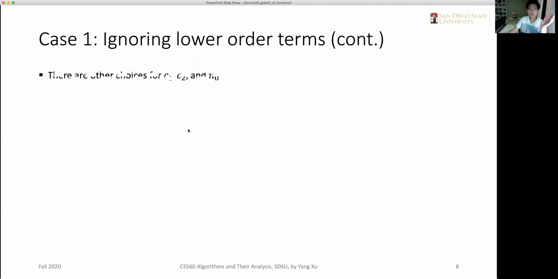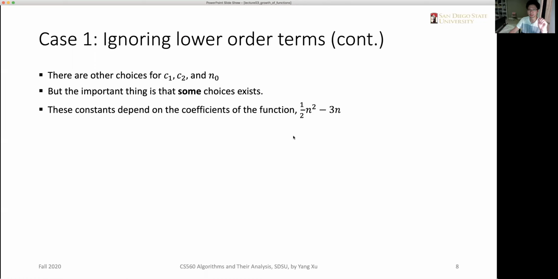But the point is that we want to find some choice. We need to prove that some choices exist. That's the most important thing we want to do. It doesn't really matter what these values are, but we want to prove that they exist in order to prove the big theta notation, okay?